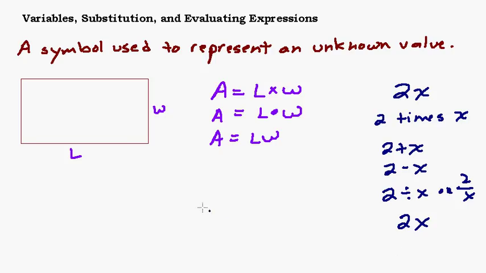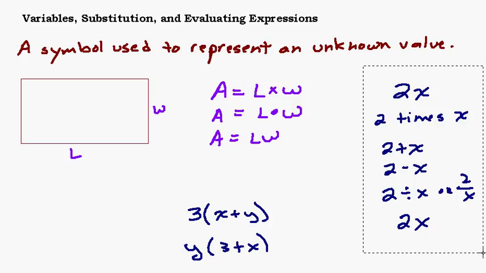Also, if you have a number next to a parenthesis and then some variables in there like that, that means 2 times the quantity 3x plus y. So anytime you have a number next to a variable with nothing between, 2 variables next to each other with nothing in between, or a number next to a parenthesis, or even a variable next to a parenthesis, that means multiply. This means y times what's in this parenthesis. So that's something very important to know when you're working with variables.